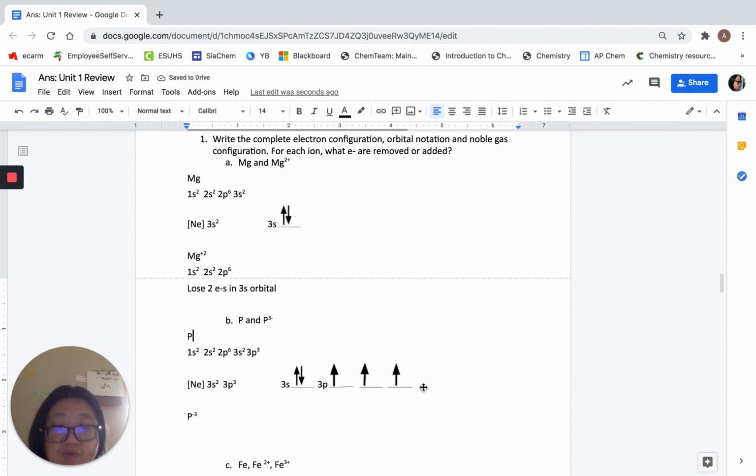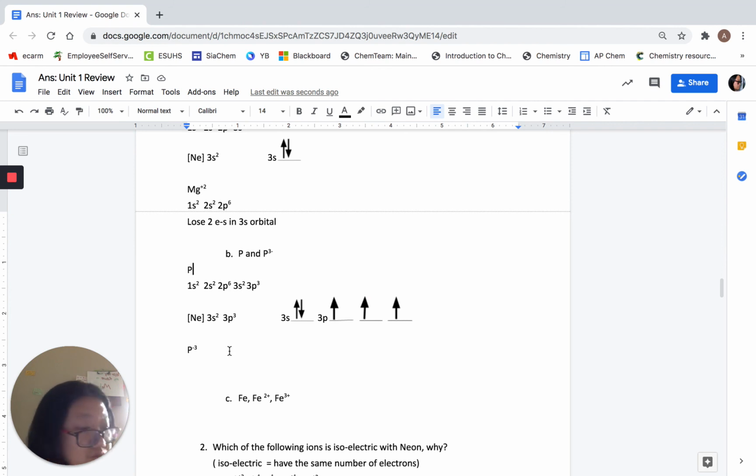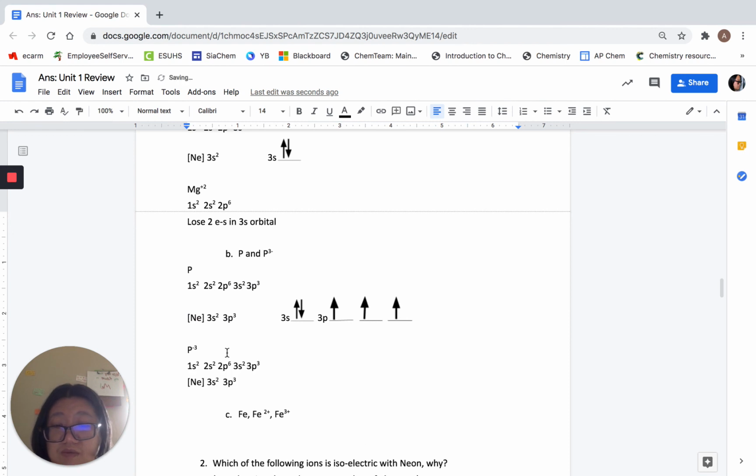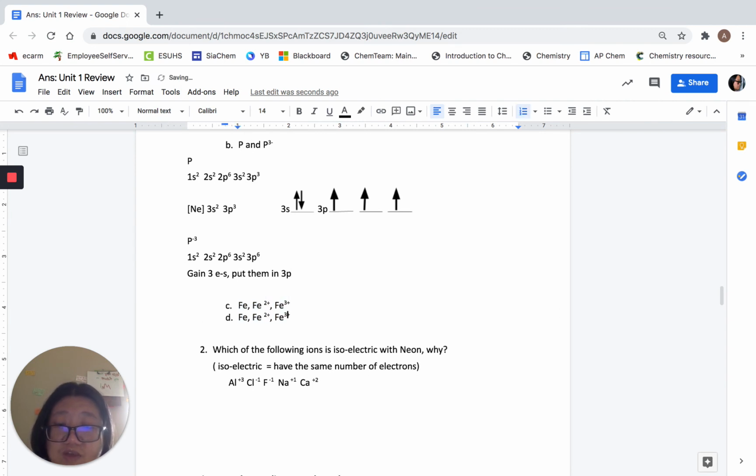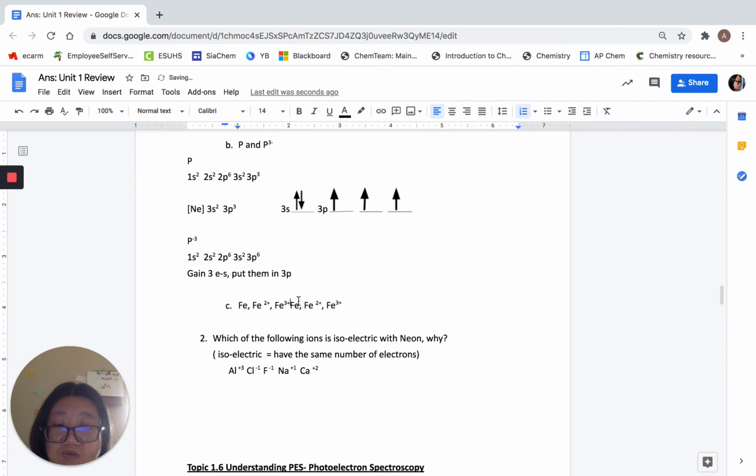Okay, so 3p3. What's going to happen? For this one, it just becomes 3p6. So what's happened is it's gained 3 electrons, right? And then you can say put them in 3p orbitals. Okay, let's continue to do these two. This one, I'll draw the picture for you guys. What does it look like?